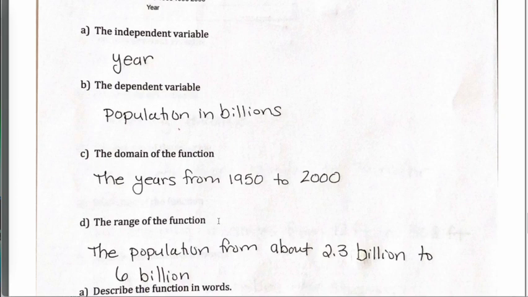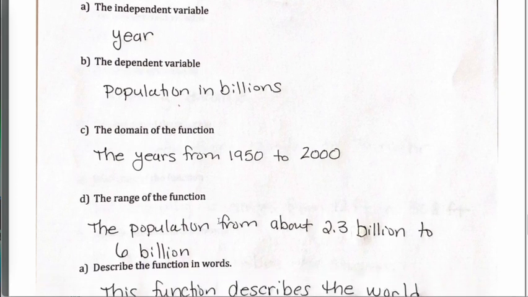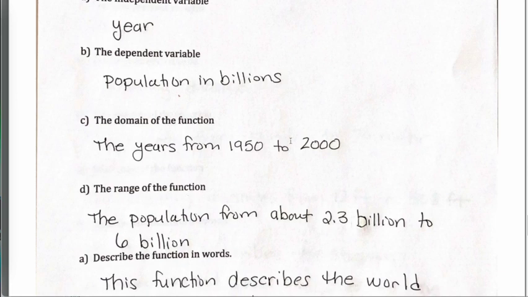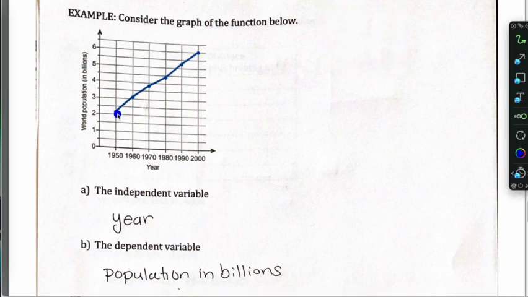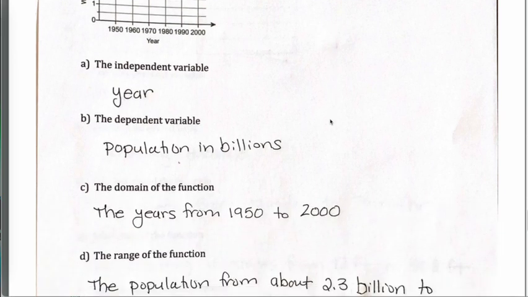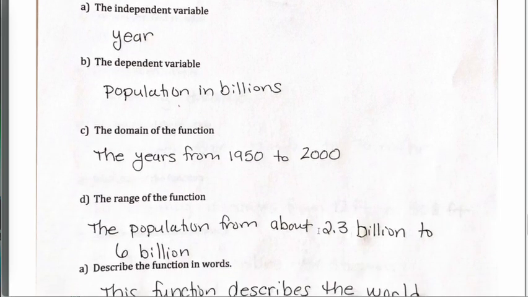The range is the set of all your y values or all your outputs, right? And if we look at the range, remember the range is the population. So that's going to be from a little bit above 2 to 6. So we're going from here up to here. We're looking at the y values here. So we're going to say a little bit over 2 billion. I estimated it at 2.3. It could be 2.2. It's hard to say, but I estimated it at 2.3 billion to 6 billion.